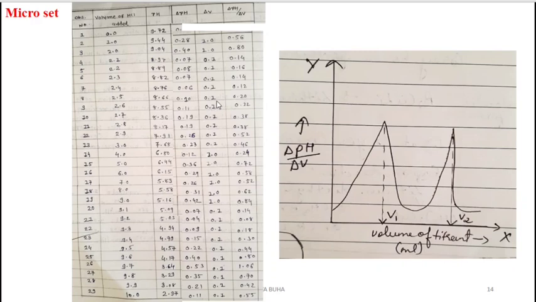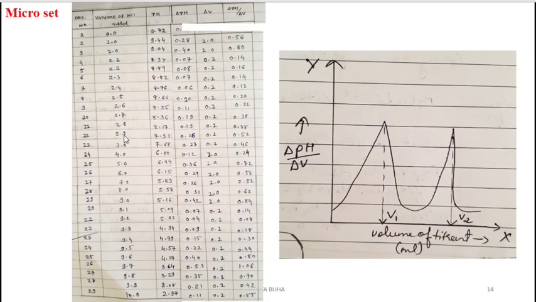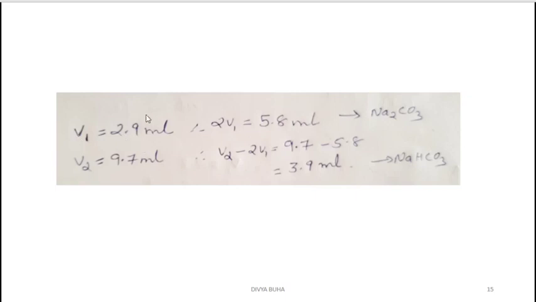So now let us see where the maximum has occurred, right? Where maximum delta pH upon delta V has been obtained. So over here we have to see between 2.1 to 3. Okay, so maximum is this one 0.52, and it has been obtained at 2.9 ml, right? So our first equivalence point is 2.9 ml, that is V1.